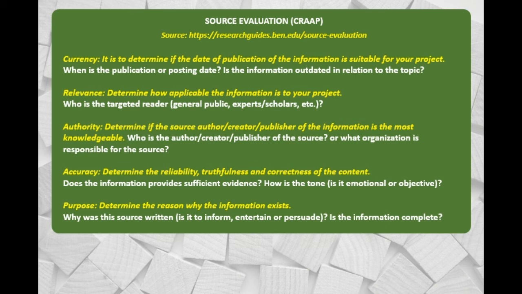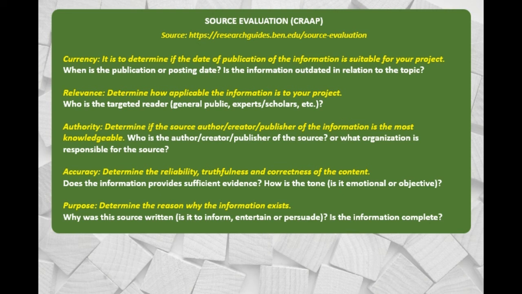Relevance: determine how applicable the information is to your project. Who is the targeted reader of the sources that you are using? Is it for general public, for experts or scholars, or is it for kindergarten students? Okay, you need to make sure about that one. Authority: determine if the source, author, creator, or publisher of the information is the most knowledgeable. Who is the author, creator, or publisher of the source? Do they have the capability or academic background to discuss it? And what organization is responsible for the source? Are they legitimate enough to discuss the matter?